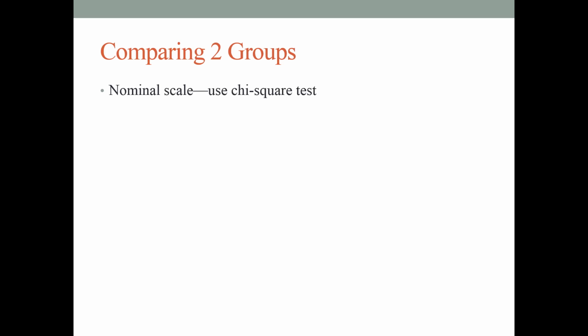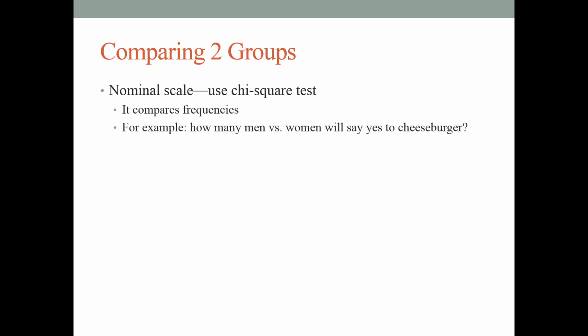Chi-square can be quite popular as well, but it's not as powerful as the test that we are going to talk about next. For chi-square, it compares the frequencies. So, for example, suppose you ask this question: how many men versus women will say yes to cheeseburger? You will record the number of men who say yes and the number of women who say yes. This is the only frequency. There's no mean, standard deviation, whatever. Just frequency. How many people say yes? So in that case, you will obtain the frequencies.